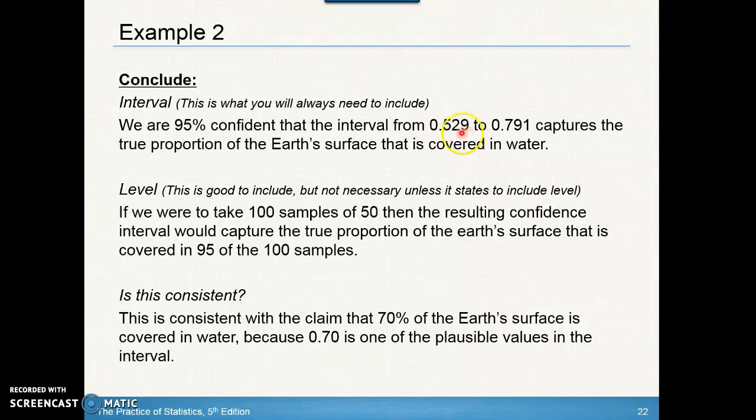Okay, now like I said, don't state the word between here because it's not always between these two numbers. Different intervals are going to give you different answers, so that "between" changes every time, so just avoid that word. Now, based on our experiment, 52% to 79% of the Earth's surface is covered in water. The true proportion could lie somewhere in that interval. So since the claim is 70%, and that's somewhere in that interval, it is possible that it does support the claim that 70% of the Earth's surface is covered in water.